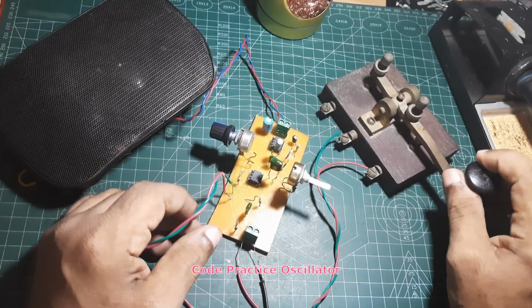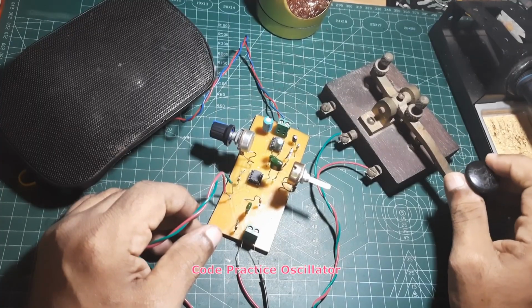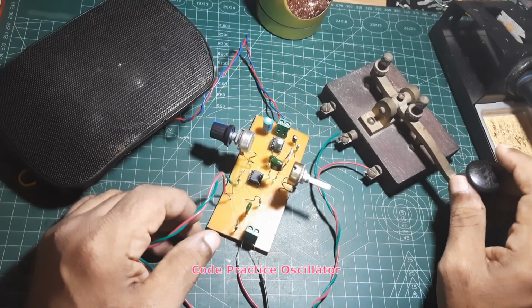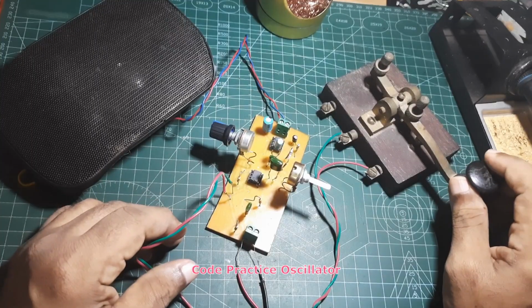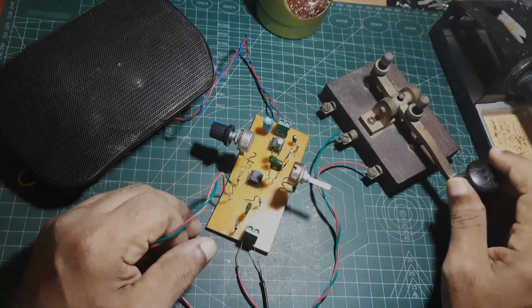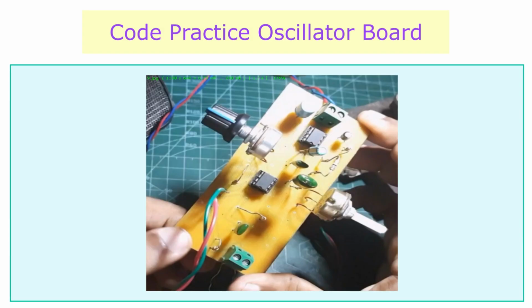Today in this video I am going to talk about the code practice oscillator. We'll learn what is meant by a code practice oscillator, its uses, the different parts and the construction details. A code practice oscillator or CPO is an electronic device that helps to practice Morse code.